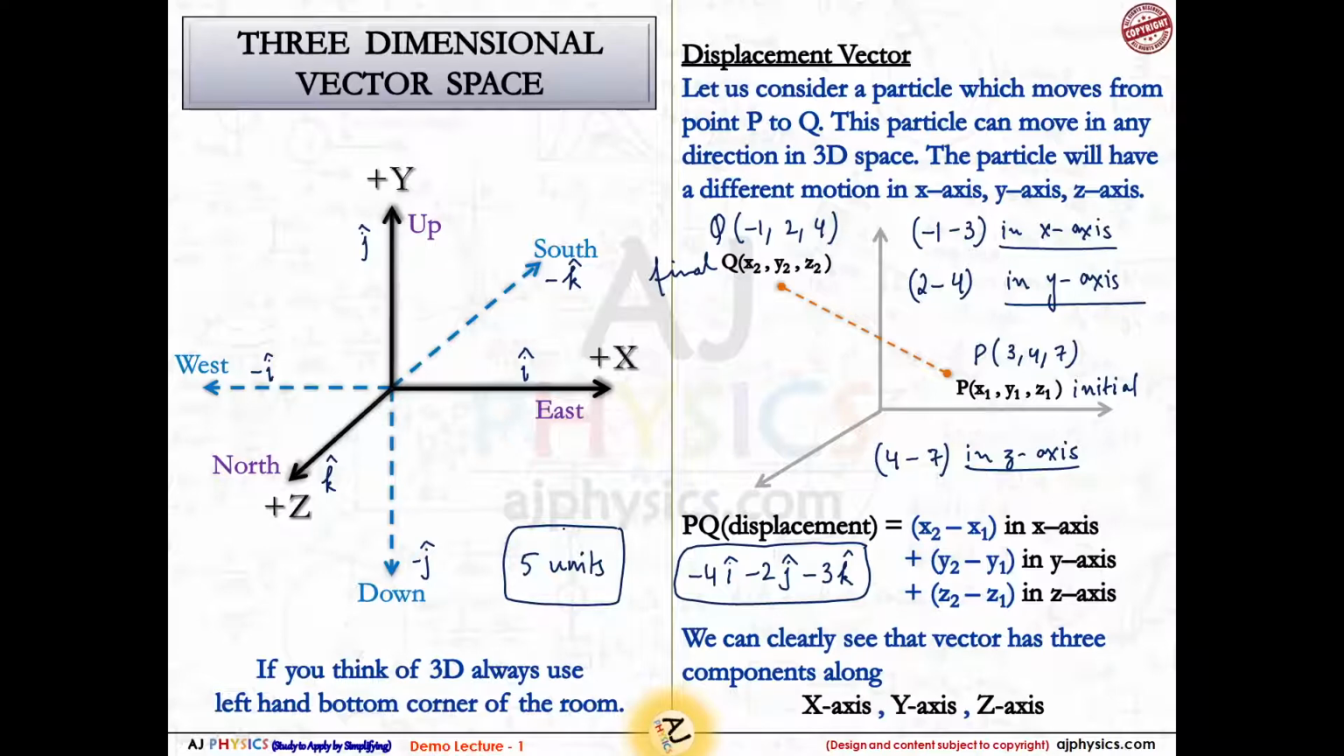Alright, now let's begin further and discuss the vectors. So this was the basic notation of a vector which I told you.